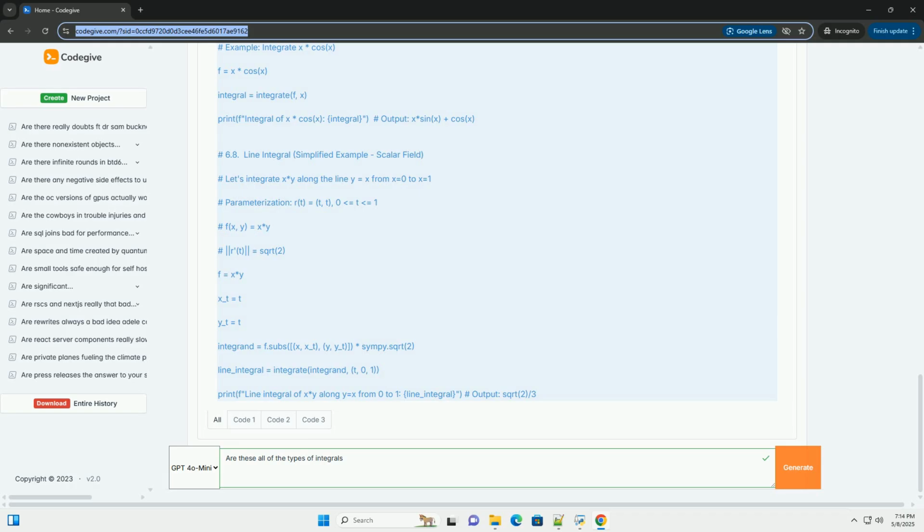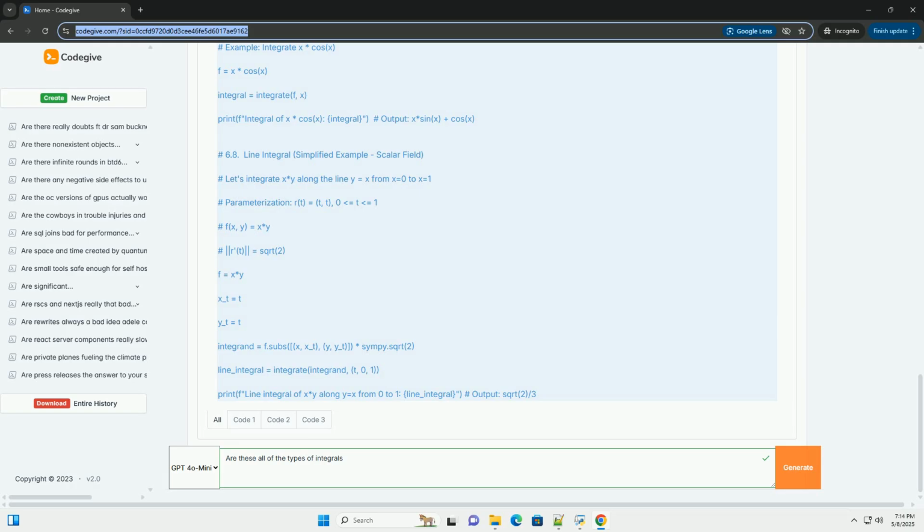3.3.2. Discontinuous integrands. If f(x) has a discontinuity at x equals c, where a < c < b, the integral from a to b of f(x) dx equals the limit as t approaches c from the left of the integral from a to t of f(x) dx plus the limit as t approaches c from the right of the integral from t to b of f(x) dx. The integral converges if both limits exist and are finite. Otherwise, it diverges.